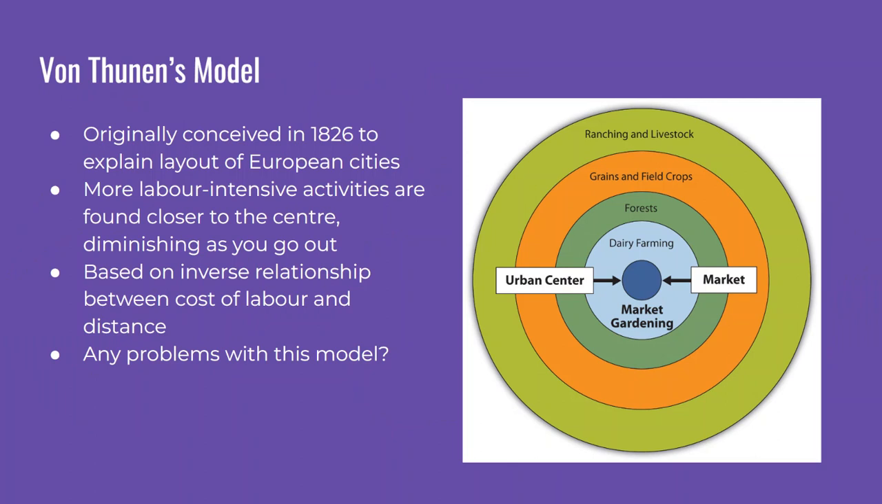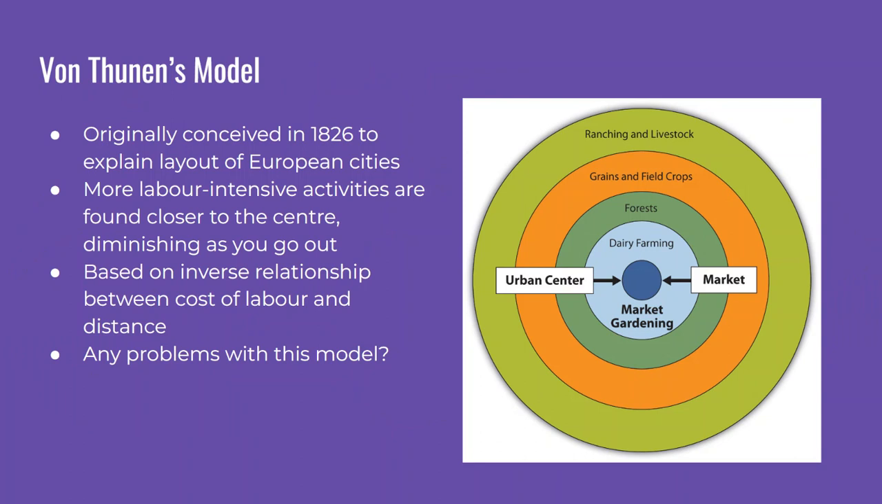Now covering von Thunen's model of agriculture outside of a city, it was originally conceived in 1826 to explain the layout of European cities. More labor intensive activities are found closer to the center, like dairy farming, forestry, and so on. And the labor diminishes as you go out. It's based on the inverse relationship between cost of labor and distance.